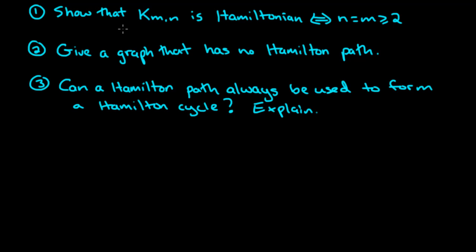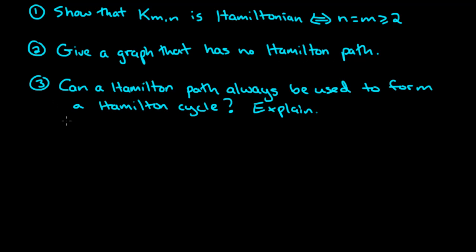This first problem is to show that the complete bipartite graph, which has one partite set on m vertices and the other partite set has n vertices, is Hamiltonian if and only if the 2 partite sets have the same number of vertices, which is at least 2. And then the second problem is to give an example of a graph which has no Hamilton path, let alone having a Hamilton cycle.